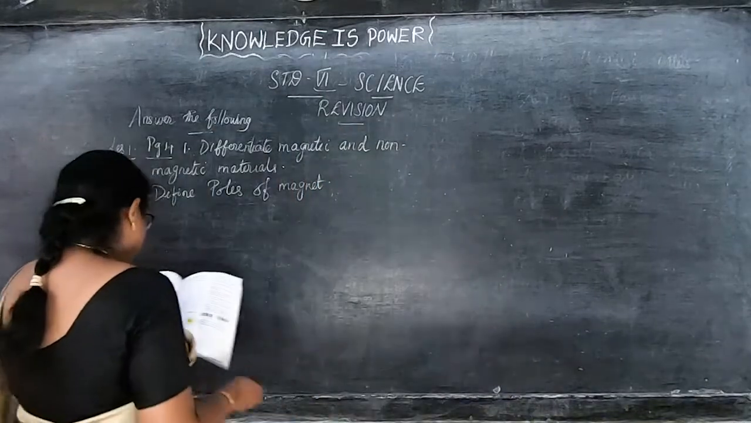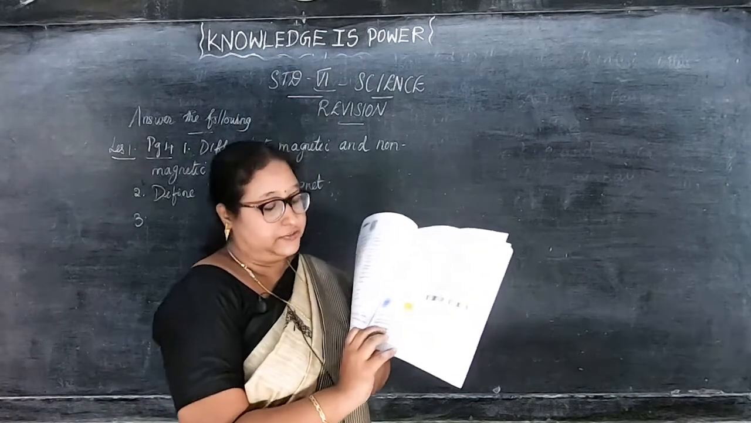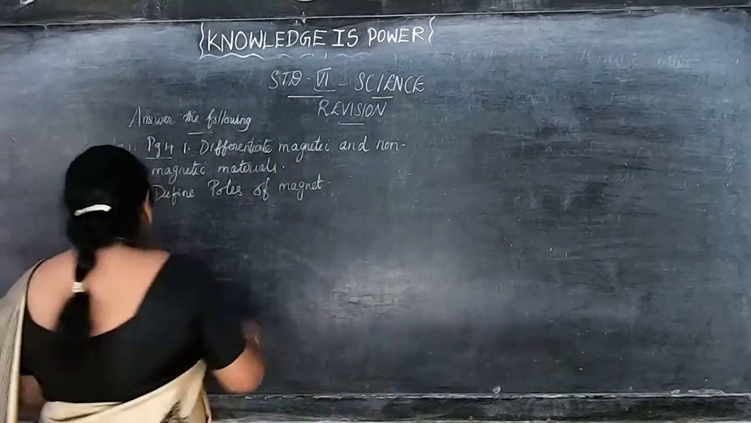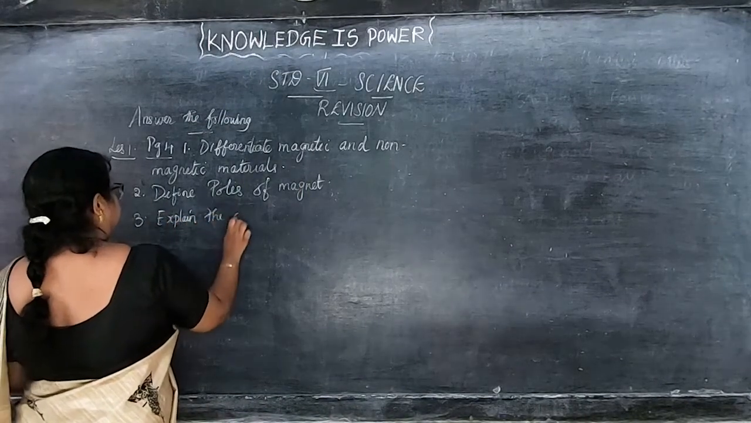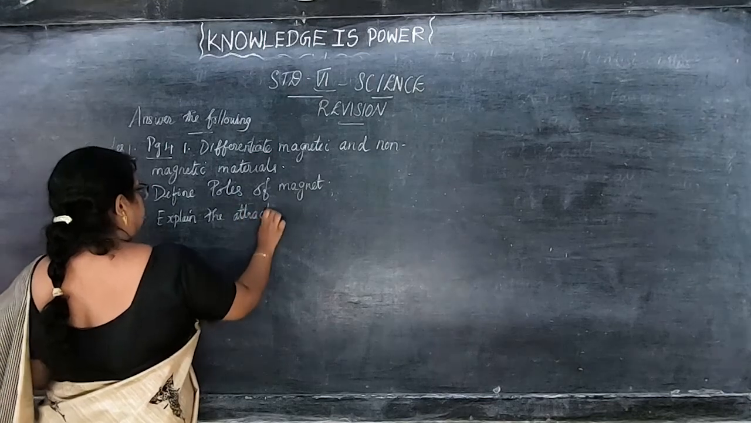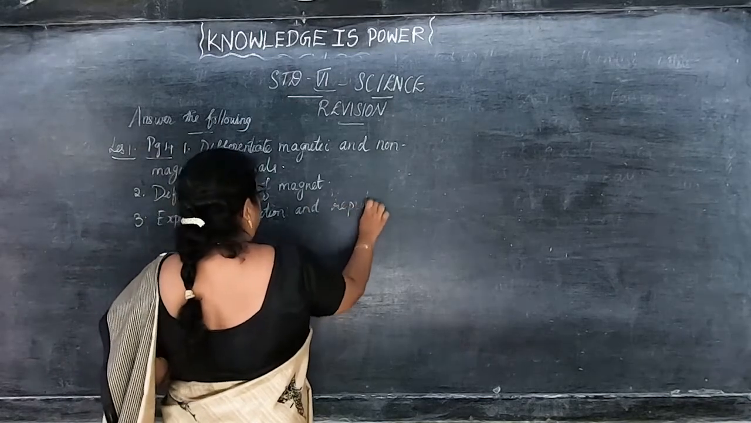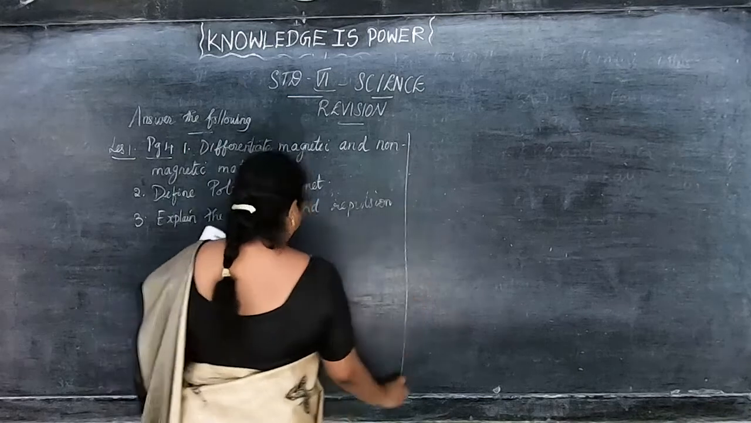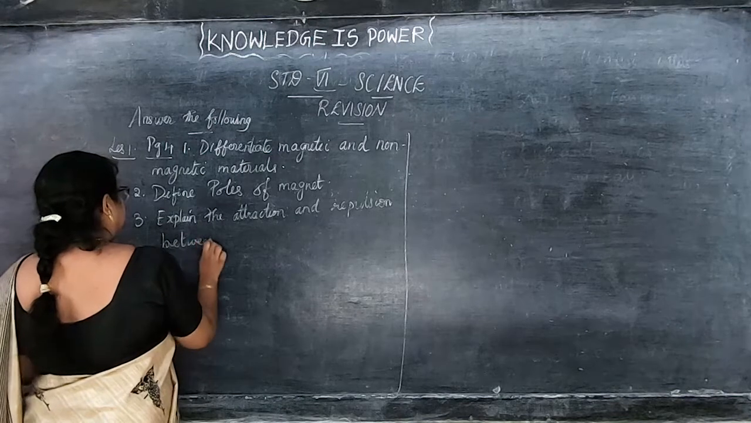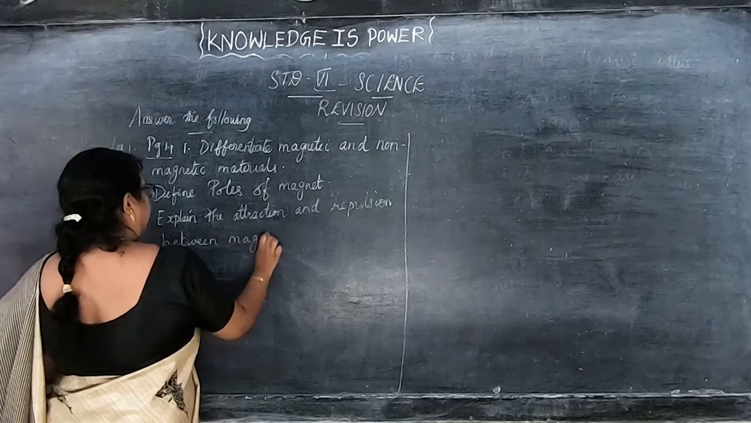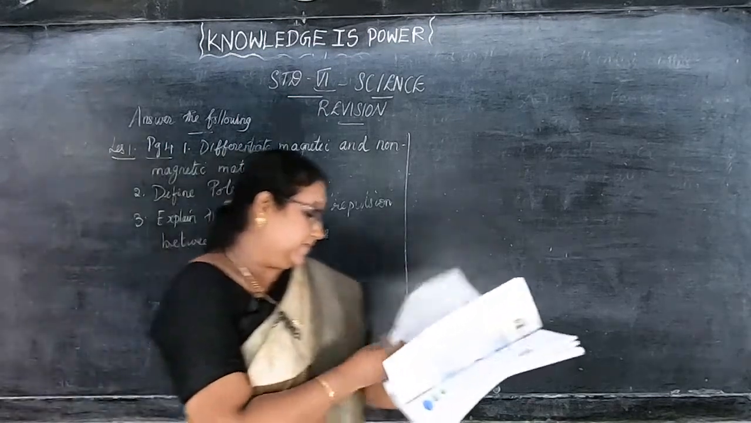Then third question, see page number 13. In page number 13, see Roman number 8, give short answer. In that first question, explain the attraction and repulsion between magnetic poles. This is from lesson 1, children. This is a question, and the answer is in page number 5 and 6.